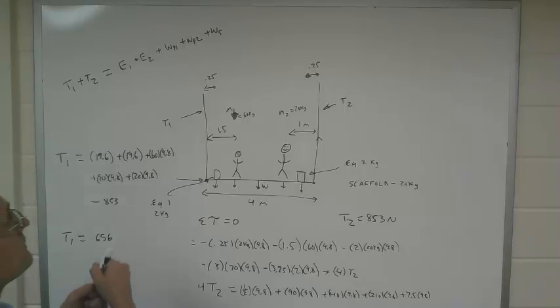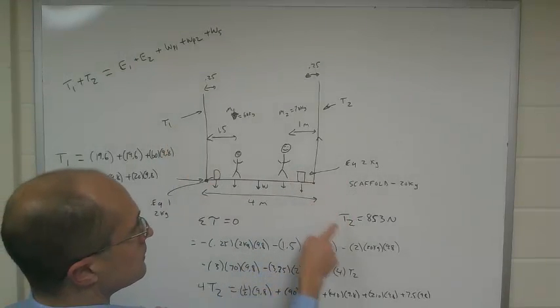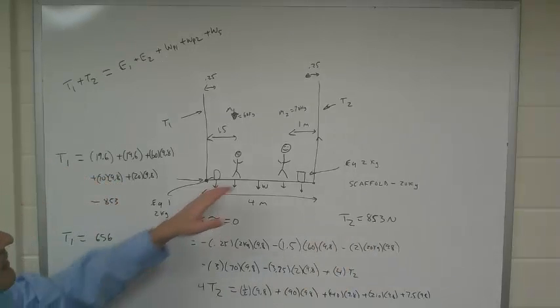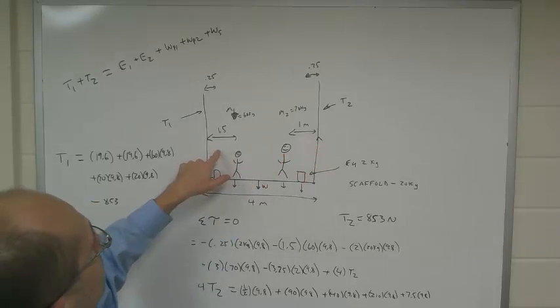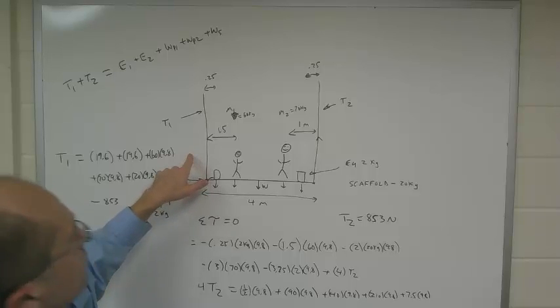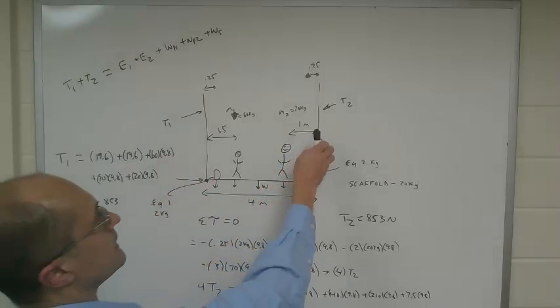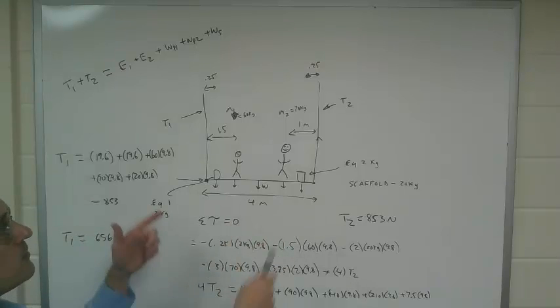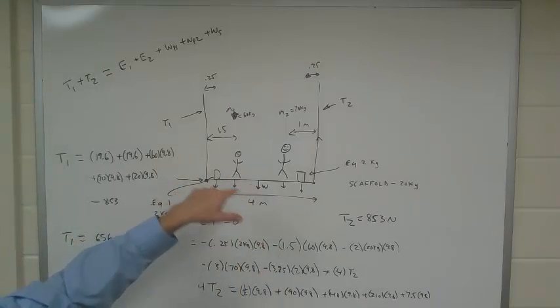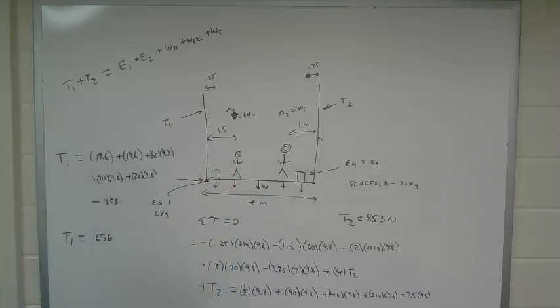Tension 1 is 656, and tension 2 is 853, which makes sense because the heavier person is sitting closer to this cable, and the lighter person is a little bit further away from their side. So we expect a little bit more tension on that side than on that side. But this is the idea of static equilibrium. We have to look at summing the forces in the y and the sum of the torques, and we have to have those equal to 0. If they weren't 0, then the system would be rotating or moving. And in this one, we had a whole bunch of different things that our 2 upwards cables had to support.